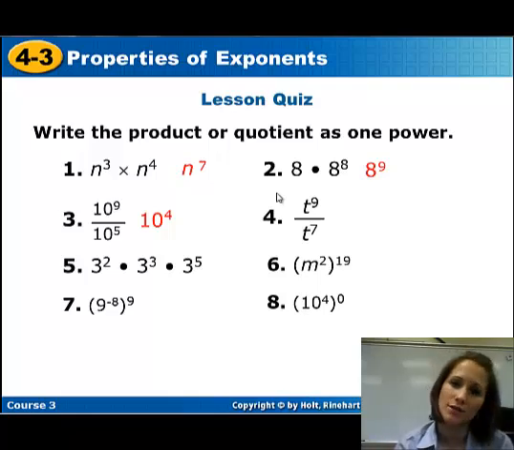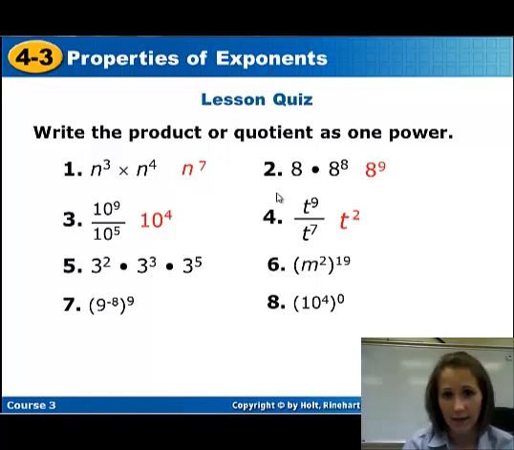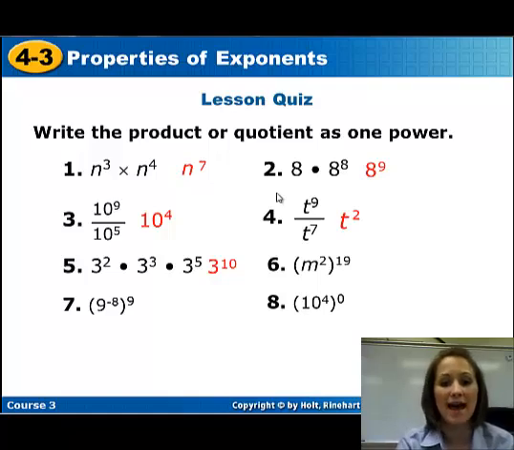Here, this is power of a quotient. On power of a quotient, remember you subtract. So we did 9 minus 5, and we got 10 to the 4th. Power of a quotient again, and 9 minus 7 is 2, so we get t to the 2nd. You don't need a number there. You can use variables. Here is also power of a product. Thankfully, all the bases are the same, so we can add all of the exponents, and we get 3 to the 10th.